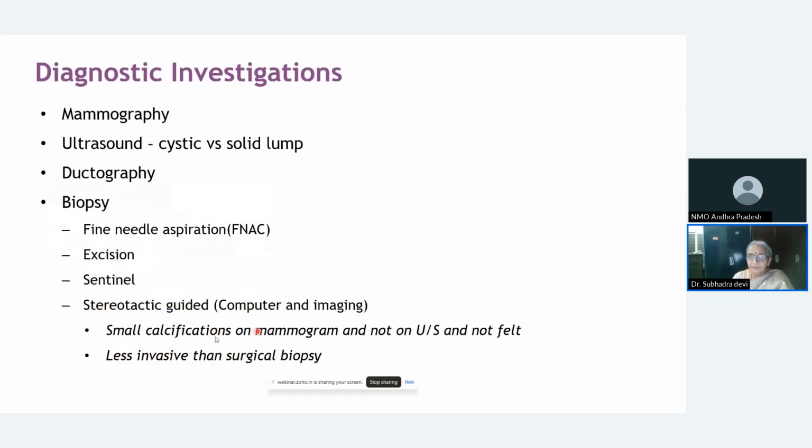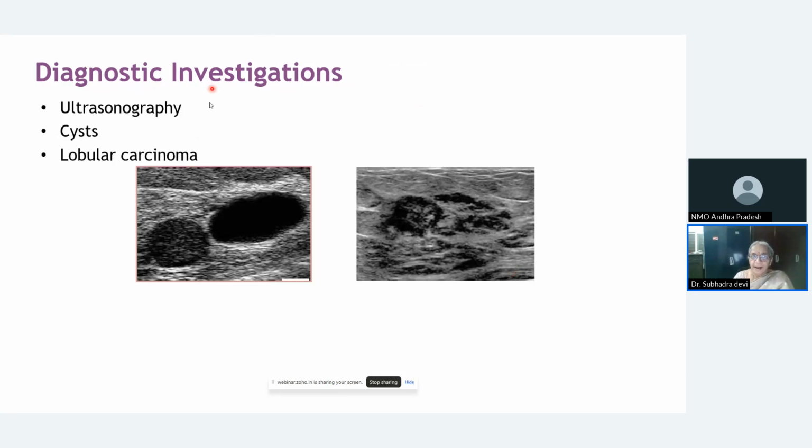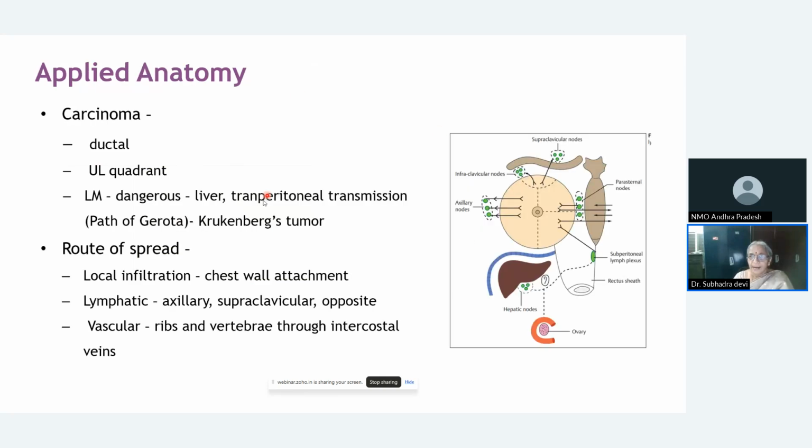And what are the diagnostic investigations? Mammography, ultrasound, ductography, and biopsy. Sentinel, you know what is sentinel? Excision biopsy, fine needle aspiration, and computer imaging, stereotactic guided biopsies can also be done. You are seeing the mammography, how it will look: the normal one, benign lymph node, and if there is a focus, how to identify it, how to identify cysts, and how lobular carcinoma can be identified. And what will be the route of spread?